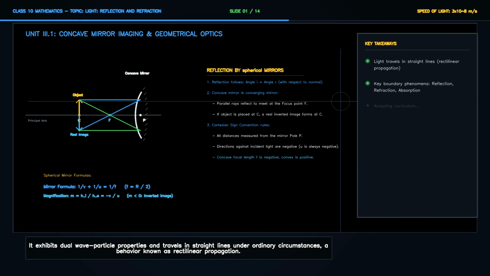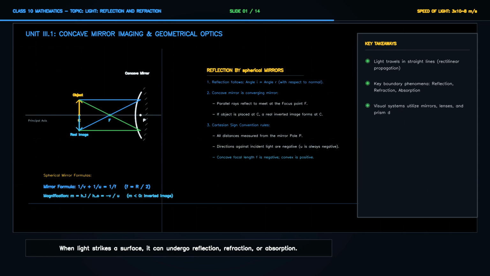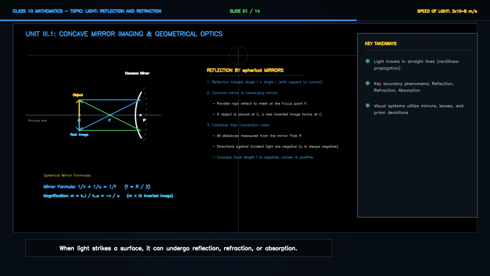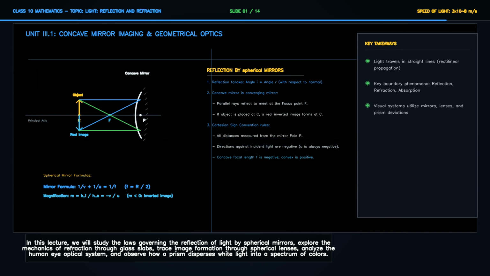In this lecture, we will study the laws governing the reflection of light by spherical mirrors, explore the mechanics of refraction through glass slabs, trace image formation through spherical lenses, analyze the human eye optical system, and observe how a prism disperses white light into a spectrum of colors.